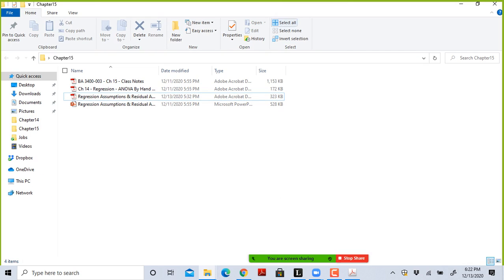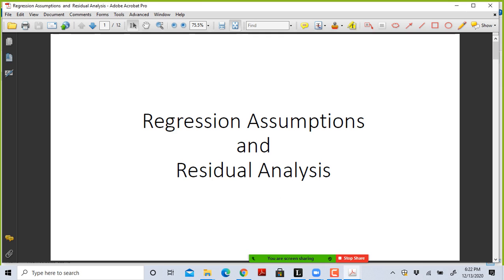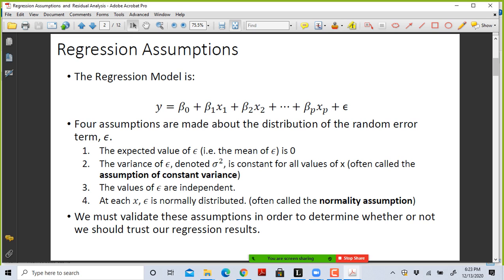Okay, so for chapter 15, the most important part is these four assumptions. Right, we need these four assumptions. So the expected value of epsilon is 0. Variance is always constant for all values of x, and values of epsilon, the random error term, are independent, and they are normally distributed. So you guys need to know what these assumptions mean.